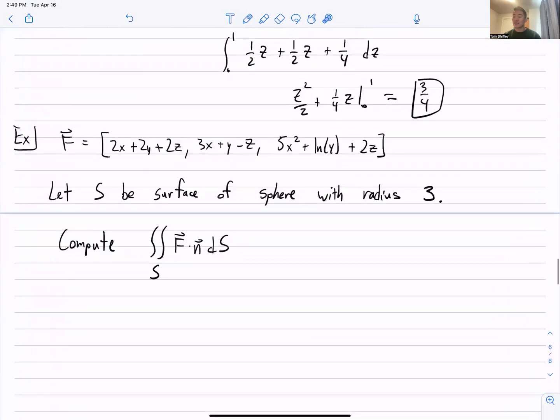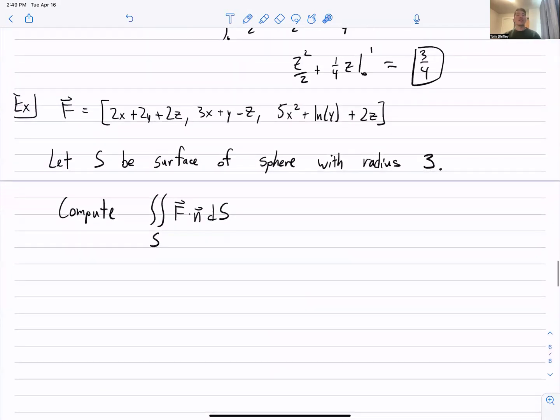There are instances where the divergence is so nice that you can do even simpler things than this. And so here's an example. This looks like a really, really complicated vector field. But the thing is, the divergence of it is not complicated. And so we're going to take the flux of this vector field over S, being the surface of a sphere with radius 3.